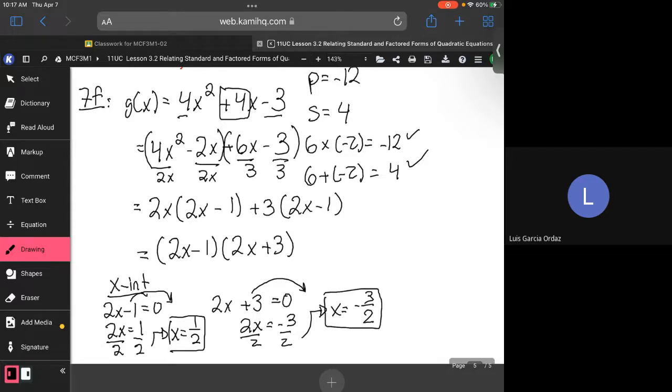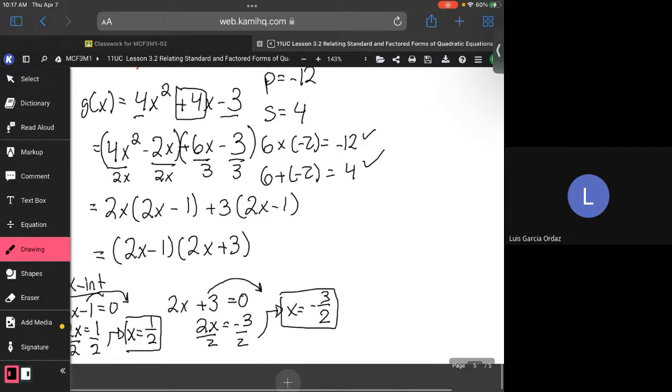Perfect. So what's my next step into finding? It's negative 3 over 2. Yep. Okay. Because that positive 3 moves over, which makes it negative. Yes, sir? Yep, we find my axis of symmetry.